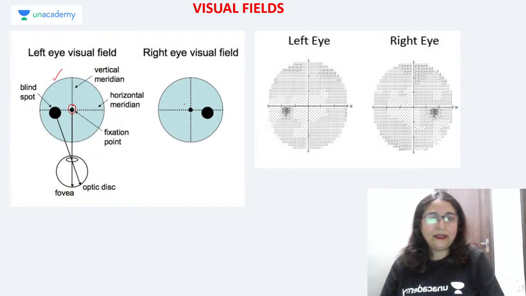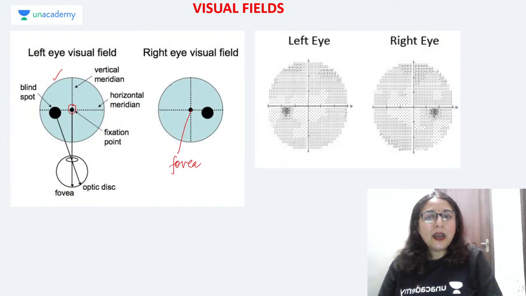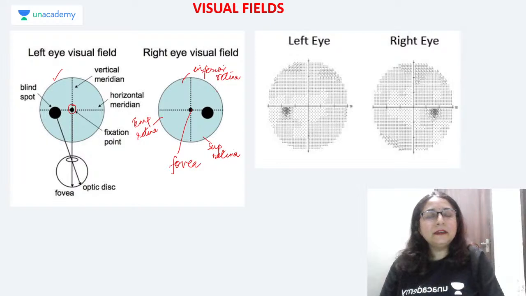So if we are talking about the right eye visual field, just concentrate here. The center of the visual field corresponds to your central fixation point, that is the fovea. The upper half of the visual field is by the inferior retina. The inferior half of the visual field is by the superior retina. The nasal half of the field is by the temporal retina, and the temporal half of the field is by the nasal retina.